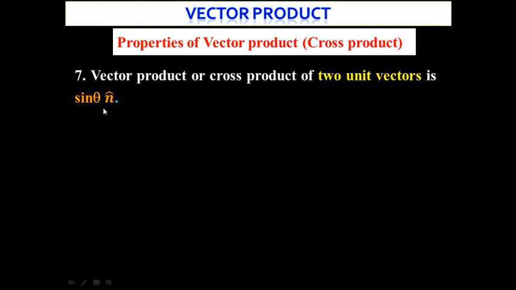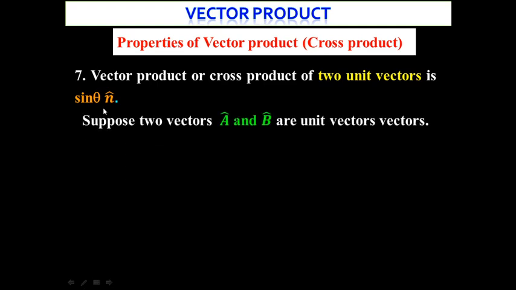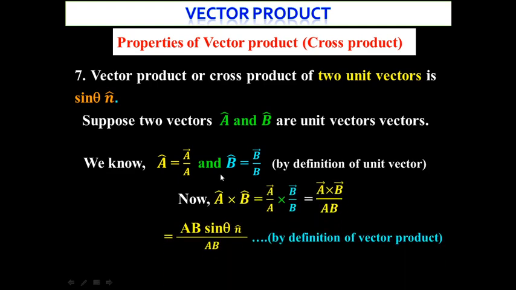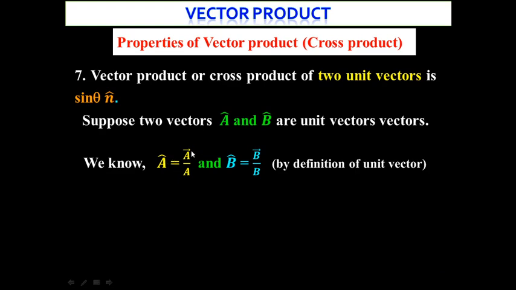So we will prove it mathematically. Suppose a cap and b cap are two unit vectors. By the definition of a unit vector, we know that a cap is equal to a vector divided by its magnitude, and b cap is equal to b vector divided by its magnitude. A unit vector is nothing but the vector divided by its magnitude.